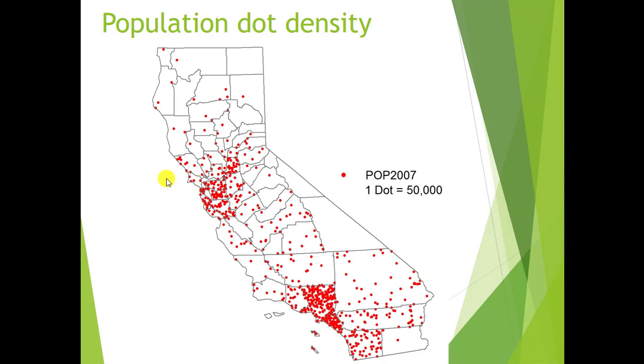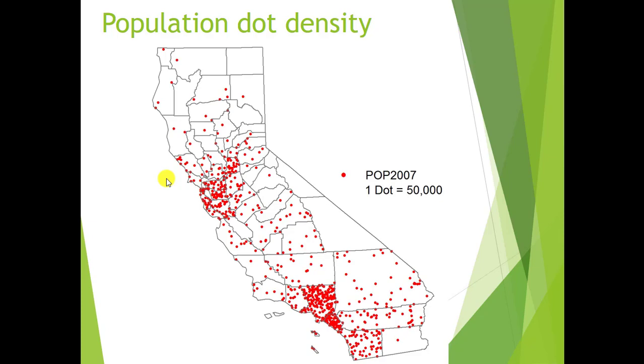This tool sets random dots. A red dot here on that screen shows you a population of 50,000, randomly placed in the county where it belongs. A dot on this map right now is not the location of population. It's not a city or a town. It is the visual representation of the population in that county.